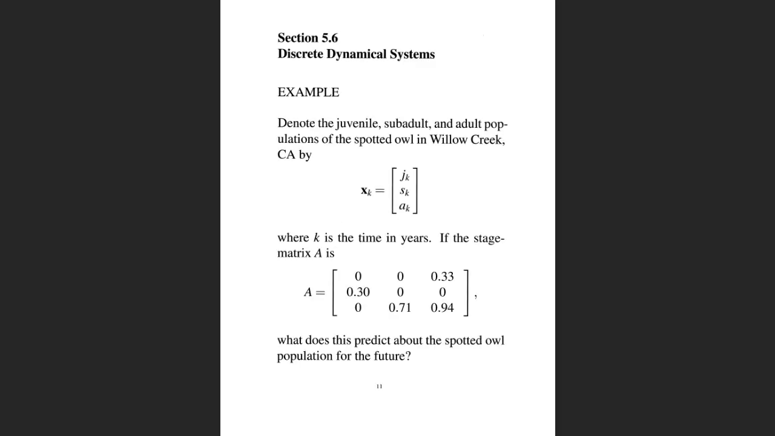Please take a moment to copy down this example. This example will help you with section 5.6, but it also will be useful for your MATLAB assignment number 4. So let me give you a moment to copy this example down. Very good.